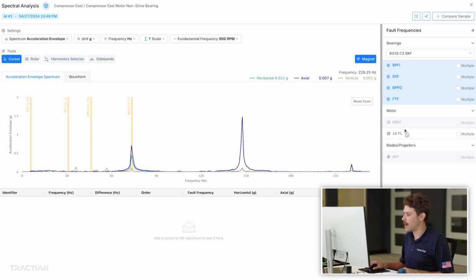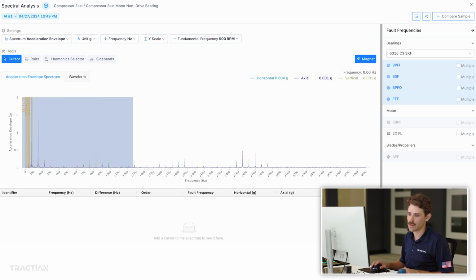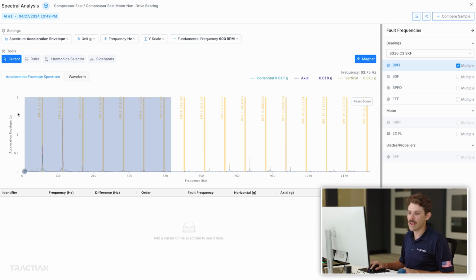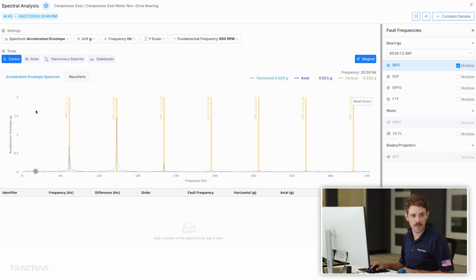And how we can verify this is if I reset the zoom one more time and kill all of these other fault frequencies, right? In this case, I want to only see BPFI. I can hit the multiples of this to show, wow, we have multiple harmonics of this BPFI.